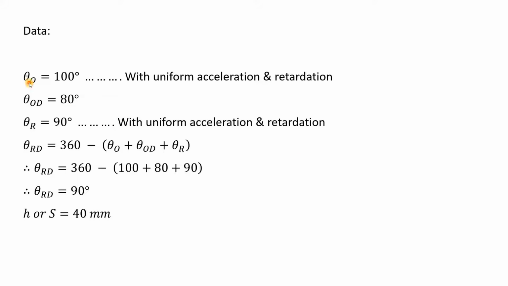So the data which is given over here is theta O is 100-degree with uniform acceleration and retardation. Outstroke dwell is 80-degree. Return stroke is 90-degree with uniform acceleration and retardation. Return dwell is 360 minus the summation of these three angles. So it is 360 minus 100 plus 80 plus 90, that is 90-degree. And lift or stroke of the follower is 40 mm and it is knife edge follower.